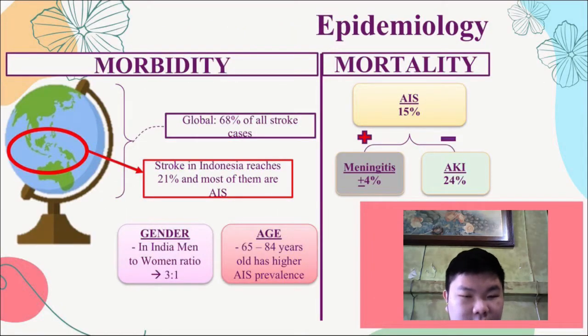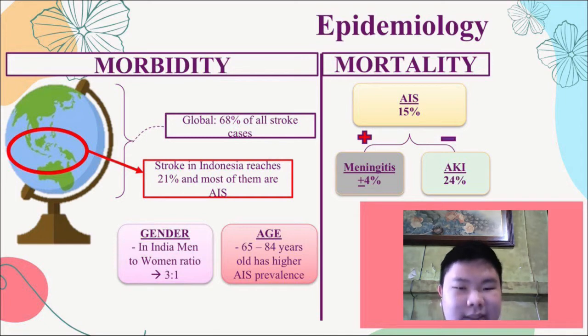My name is Joshua Limanto with last 3-digit number 035. Ischemic stroke is the most prevalent type of stroke in the world, reaching 68% out of all stroke cases. In Indonesia itself, stroke morbidity reaches 21%, and most of them are the ischemic type of stroke.